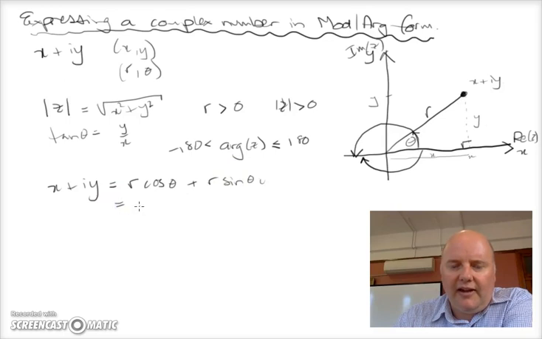Now what we can do is we can take a factor of r out from here, so we get r times cos theta plus i sine theta. We generally put the i in front of the sine. Now that's what's called ModArg form.